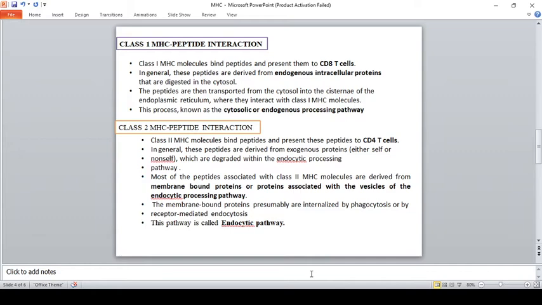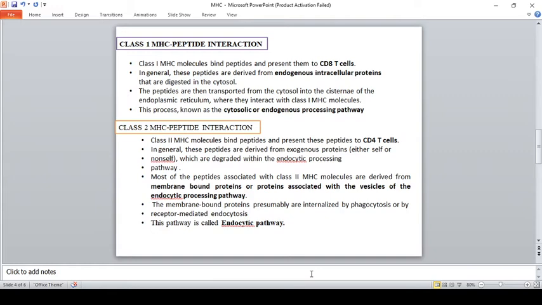The class 1 MHC and peptide interaction. The class 1 molecule binds to a peptide and presents it to the CD8 T cell, that is the cytotoxic T cell. Here the peptides are derived from endogenous intracellular proteins, and they are digested in the cytosol. The digested protein is transported from the cytosol to the cisternae of the endoplasmic reticulum, where it interacts with the class 1 MHC molecule, and the antigen is then presented. This pathway is called the cytosolic or endogenous pathway.